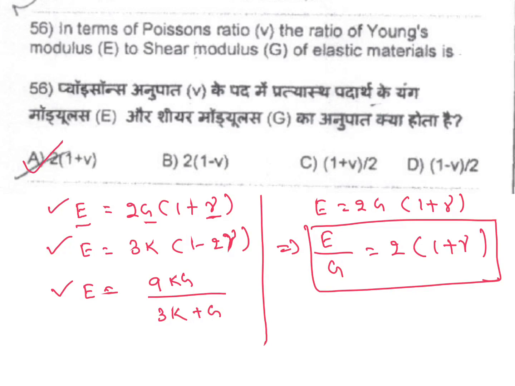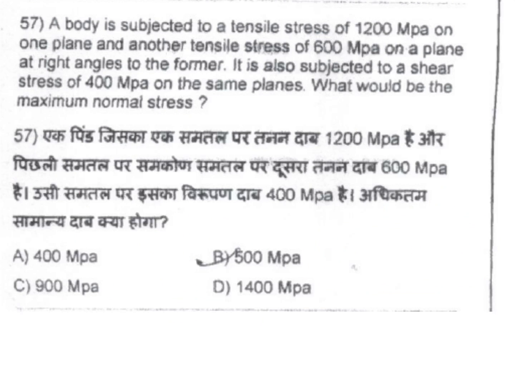A body is subjected to a tensile stress of 1200 MPa on one plane and another tensile stress of 600 MPa on a plane at right angles to the former. It is also subjected to a shear stress of 400 MPa on the same planes. What would be the maximum normal stress? This type of questions I already solved.